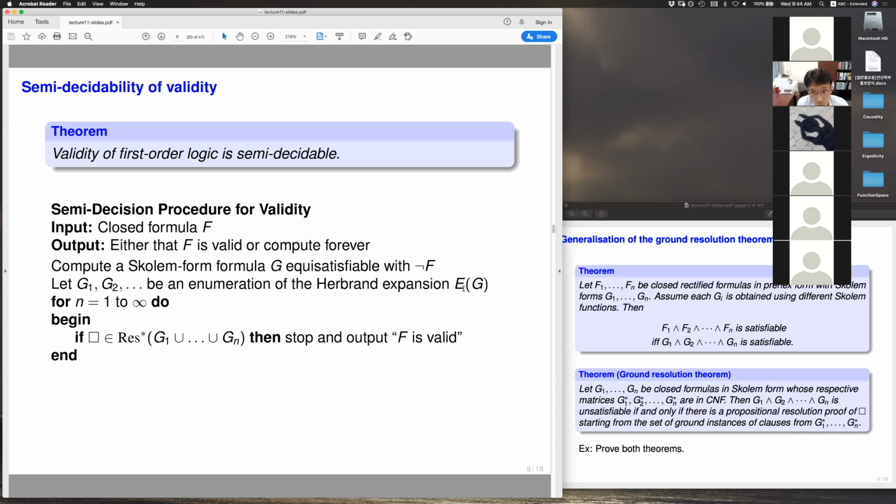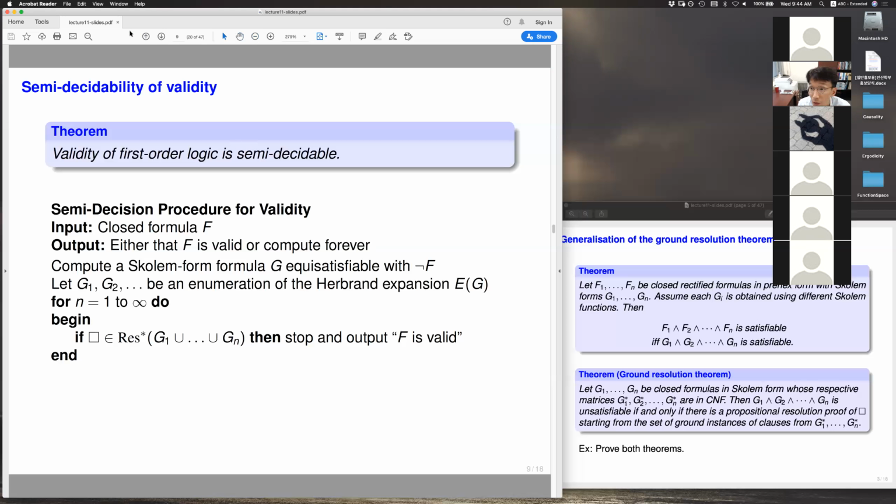And then we consider the enumeration of the Herbrand expansion of this formula G. We take a finite prefix and check whether this finite prefix has a resolution refutation, in other words, a proof of contradiction according to the resolution prover. That can be done algorithmically, and we check this for every finite prefix. If some check succeeds, we return and say F is valid. Otherwise, we go into the infinite loop. That's the algorithm that I told you about a few times. The existence of this algorithm implies that the validity of first order logic is semi-decidable.